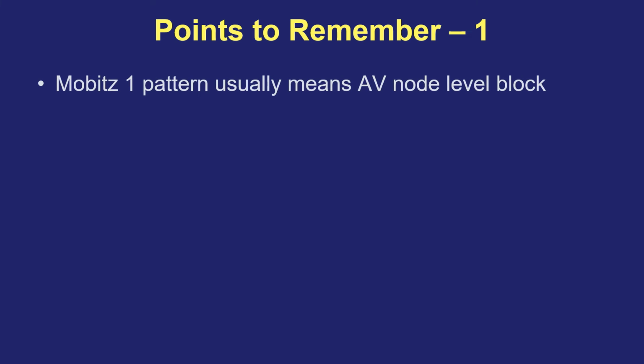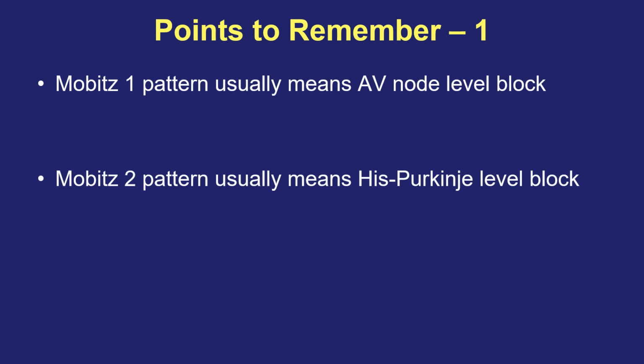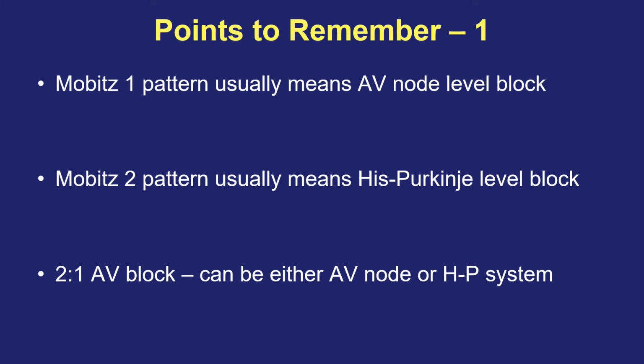So let's review the points from this telemetry talk on second-degree AV block so that you can solidify in your mind how to differentiate block at the level of the AV node from block in the His-Purkinje system. We discussed that the Mobitz 1 pattern usually suggests that block is at the AV node level, and Mobitz 2 pattern usually means there's block in the His-Purkinje system. We discussed that 2-to-1 AV block could be either in the AV node or in the His-Purkinje system, and let's flesh each of these out in a little more detail.